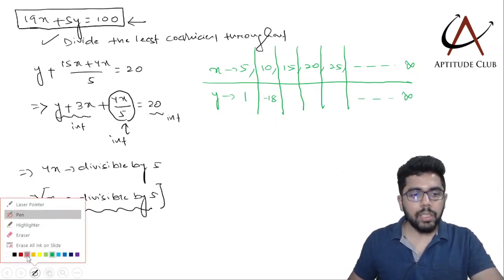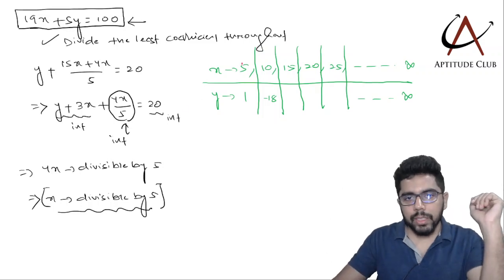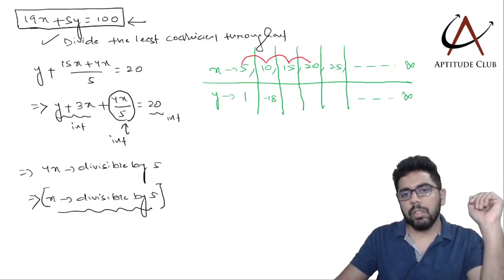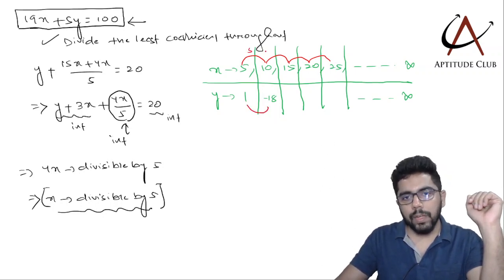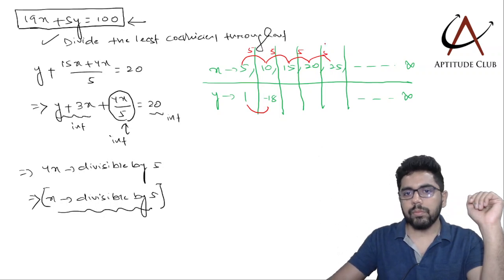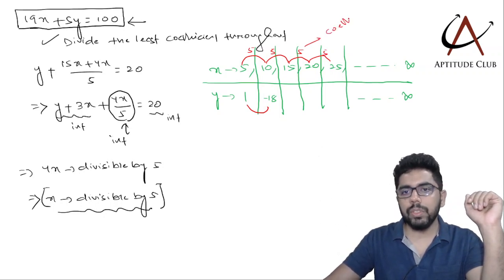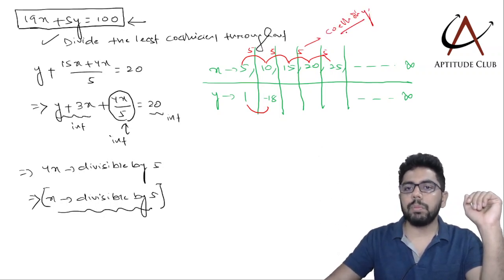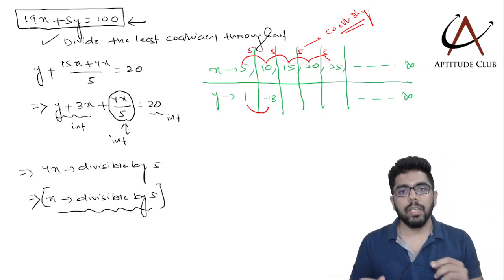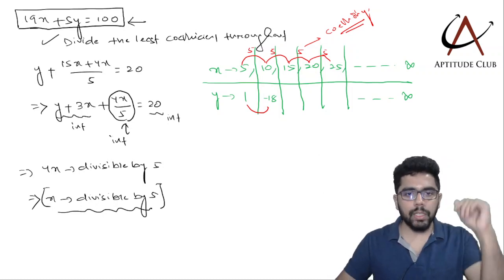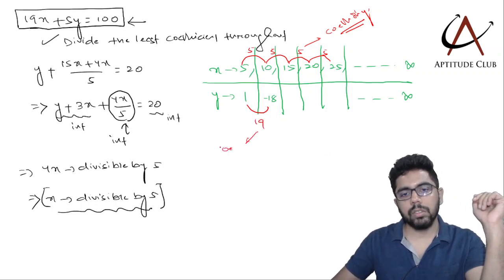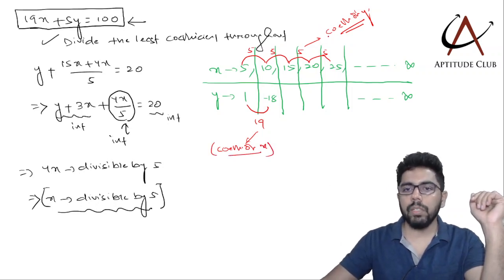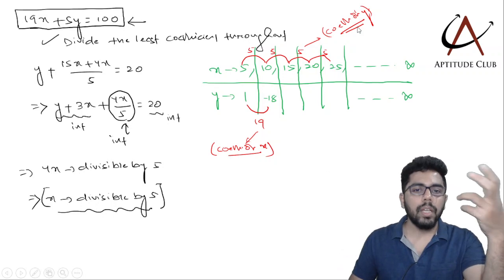Now there comes an interesting pattern here. Look how x is changing. And this is true for all cases. X changes by 5, and this 5 is basically the coefficient of y. This property satisfies for all linear equations: x will change by the coefficient of y, and y will change by the coefficient of x. X changes by the coefficient of y, whereas y changes by the coefficient of x.